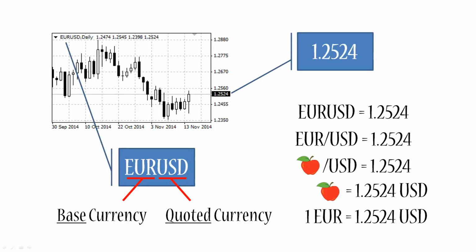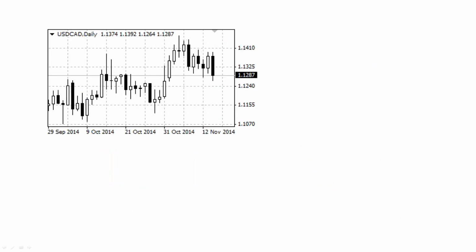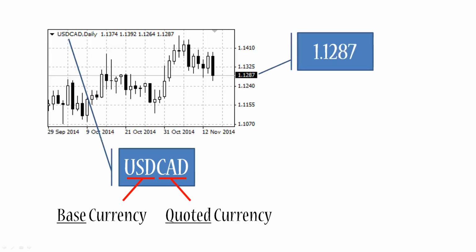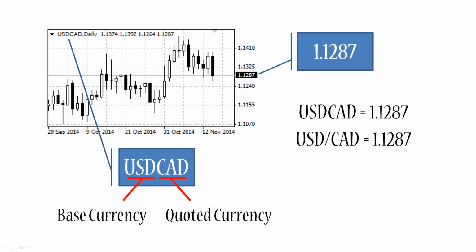Now let's look at another example. Let's take US dollar, Canadian dollar for instance. And this example will be a bit more tricky because the US dollar is on the left. Now as you can see, the US dollar is the base currency in this example. And the Canadian dollar is the quoted currency. How do we read this chart? Very similar approach. US dollar Canadian equals 1.1287. It's the same as putting a slash in between the currencies.